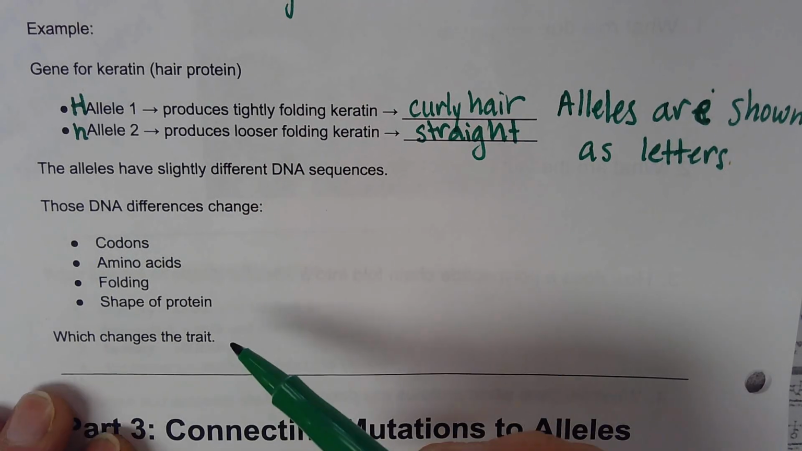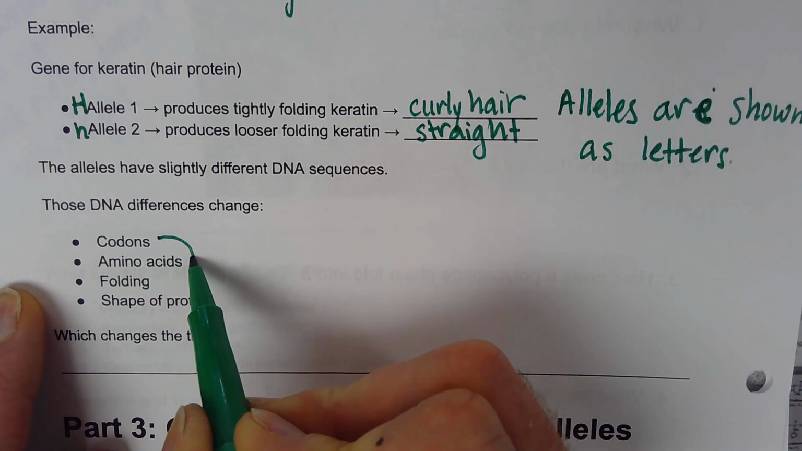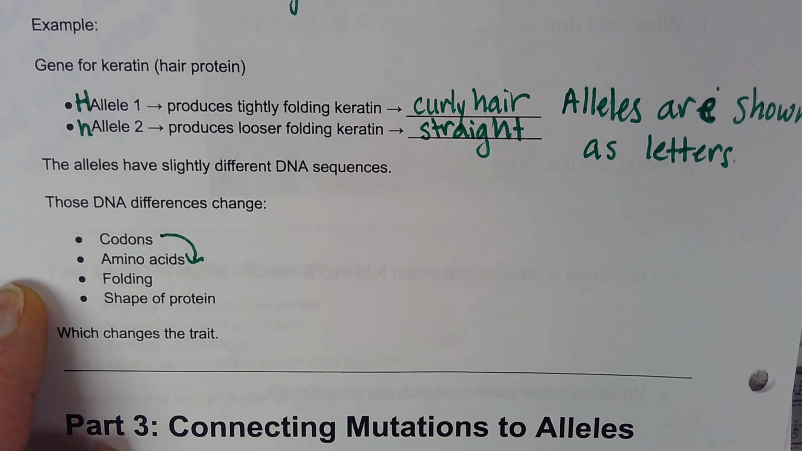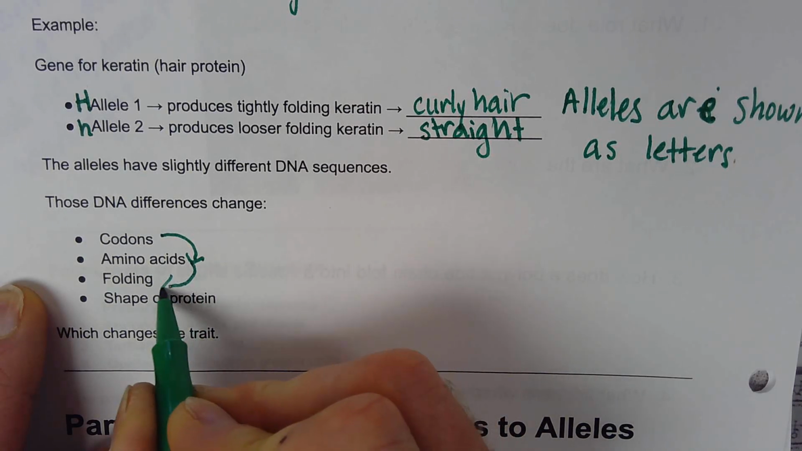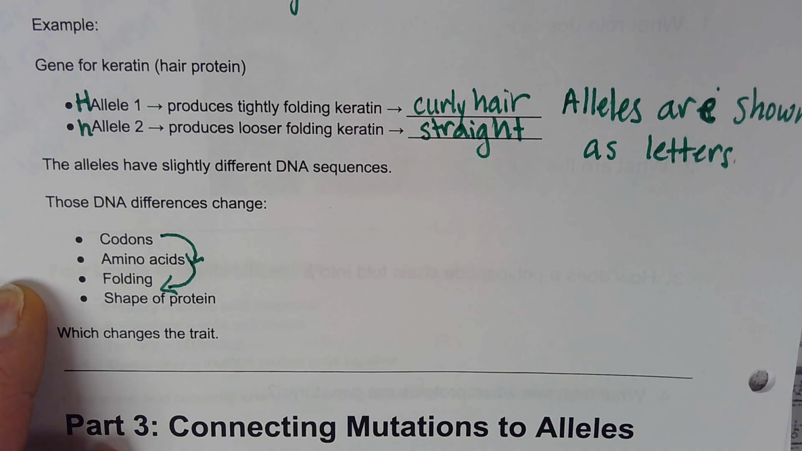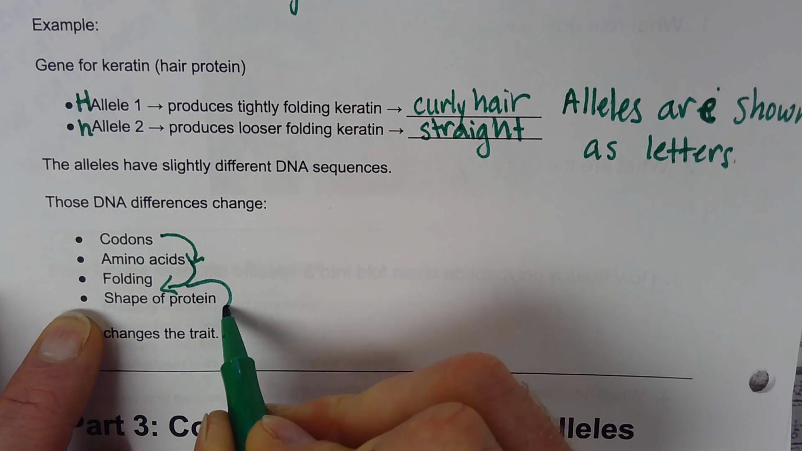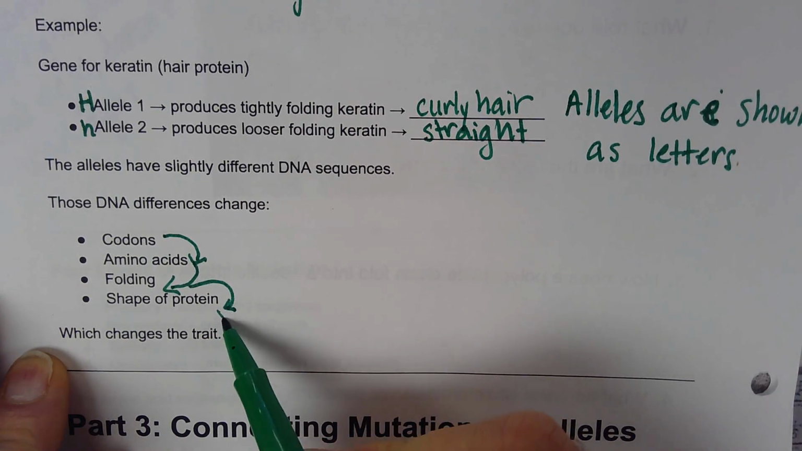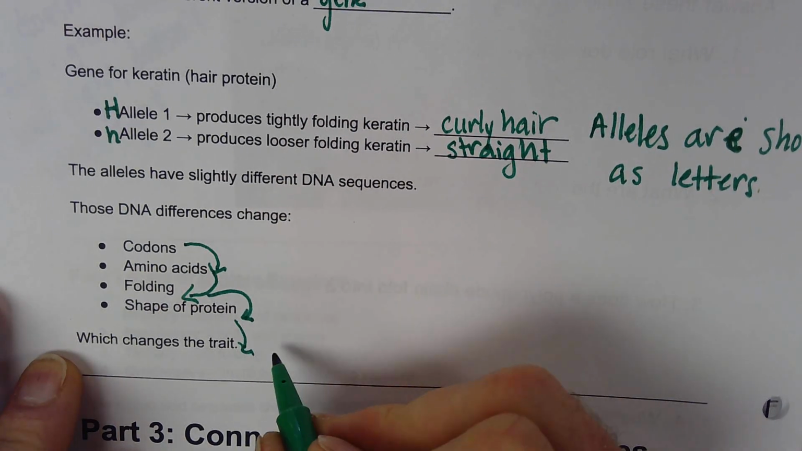Okay, so this is just that review of everything we've been talking about. Codons determine what amino acid it is. Remember, codons are those 3 base pairs. And then those amino acids, as we practiced yesterday, affect how it folds, and how it folds affects the shape of the protein. And then that last thing is that it affects the trait.